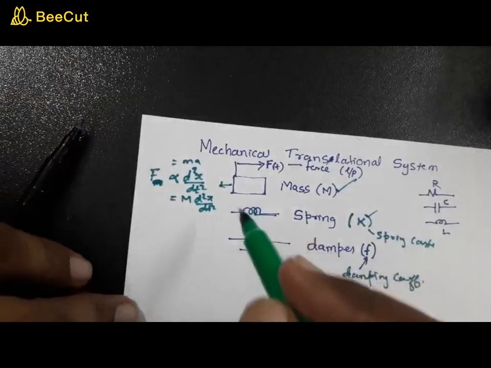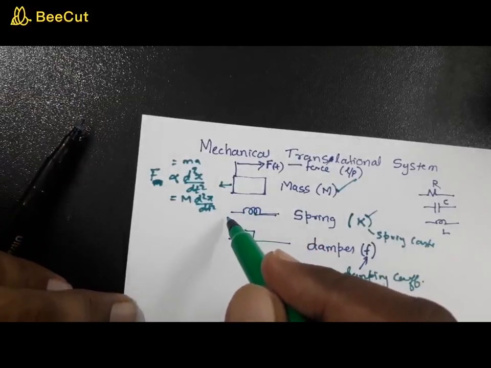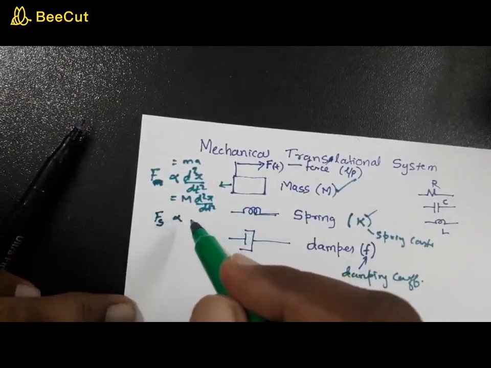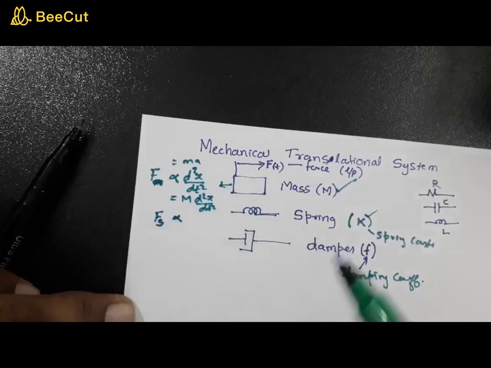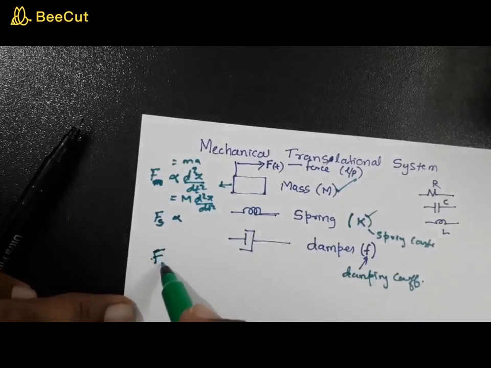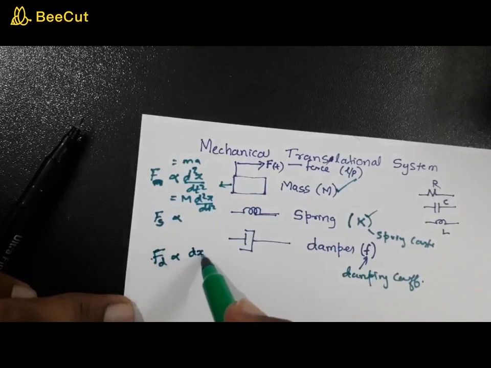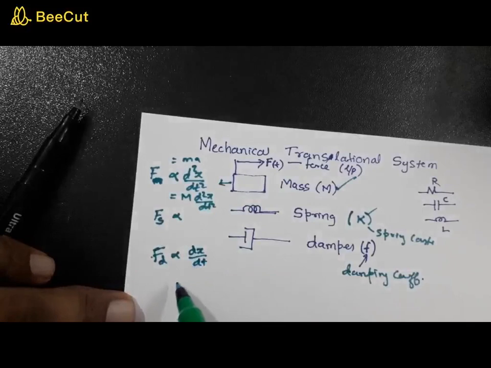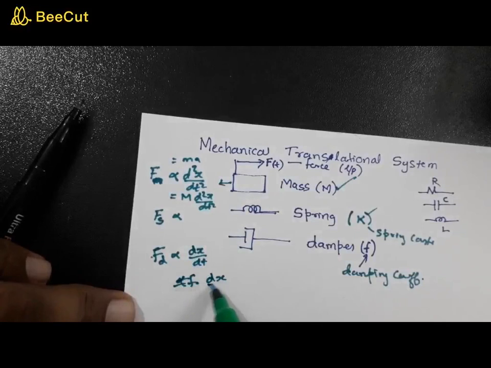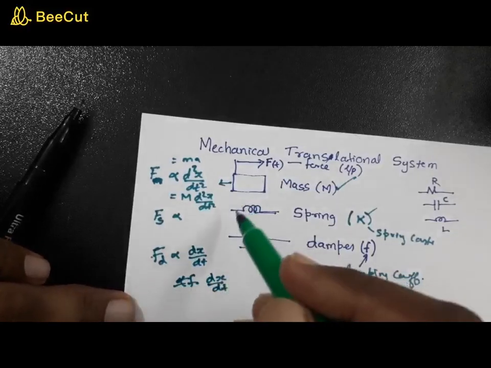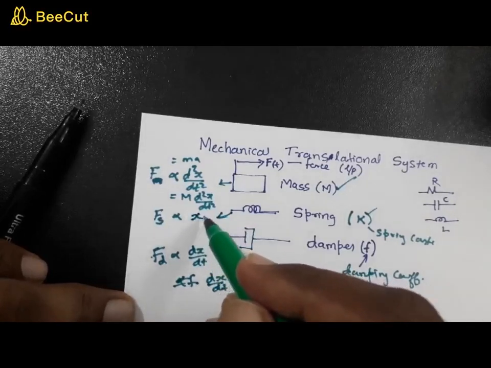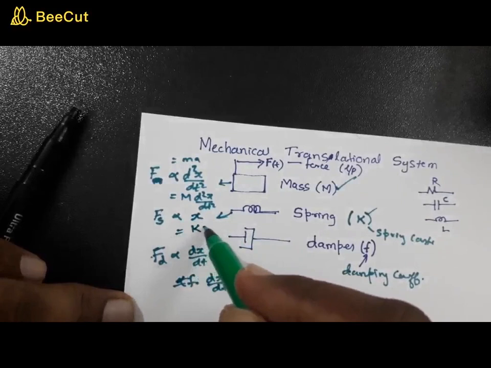And similarly, the force due to the spring, let us call that Fs. Fs is proportional to, okay, I will come to the damper first. Say the force due to the damper is proportional to dx by dt. It is not proportional to the acceleration. This is proportional to the velocity. So this is f into dx by dt. Now what about the spring? The spring force is proportional to the displacement, or it is equal to kx.